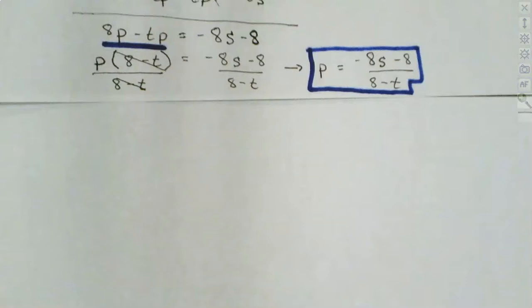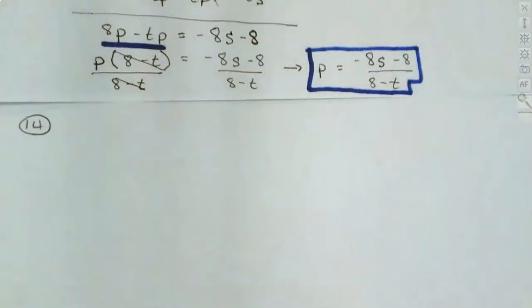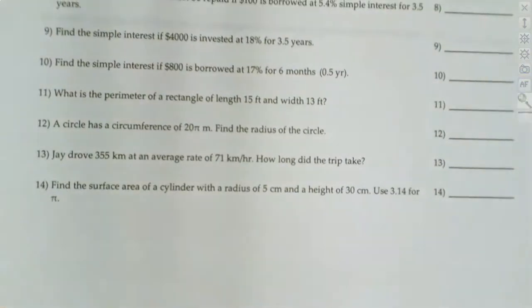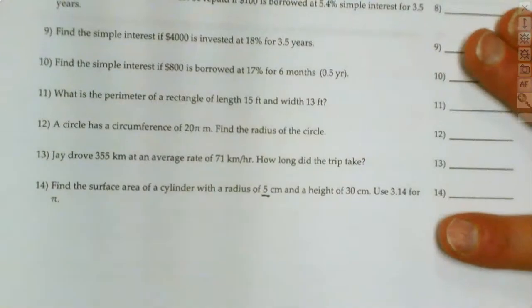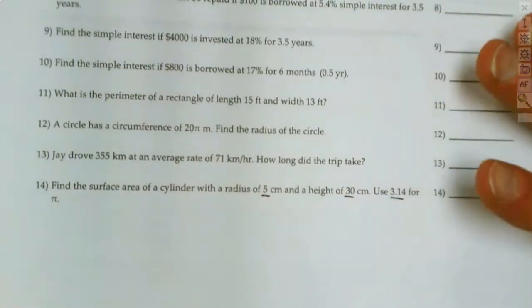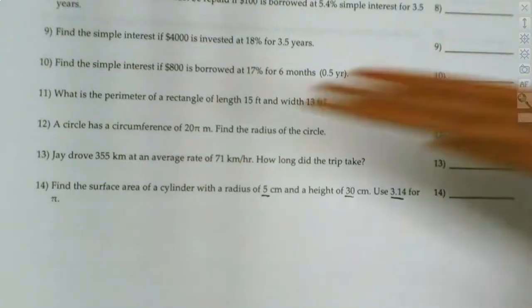Question 14. So question 14, we're going to need a formula. So question 14 says, find the surface area of a cylinder with a radius of 5, height of 30, and use 3.14 for the pi value. So we're going to go ahead and look in the back cover of our textbook, and we're going to try and find the correct formula.